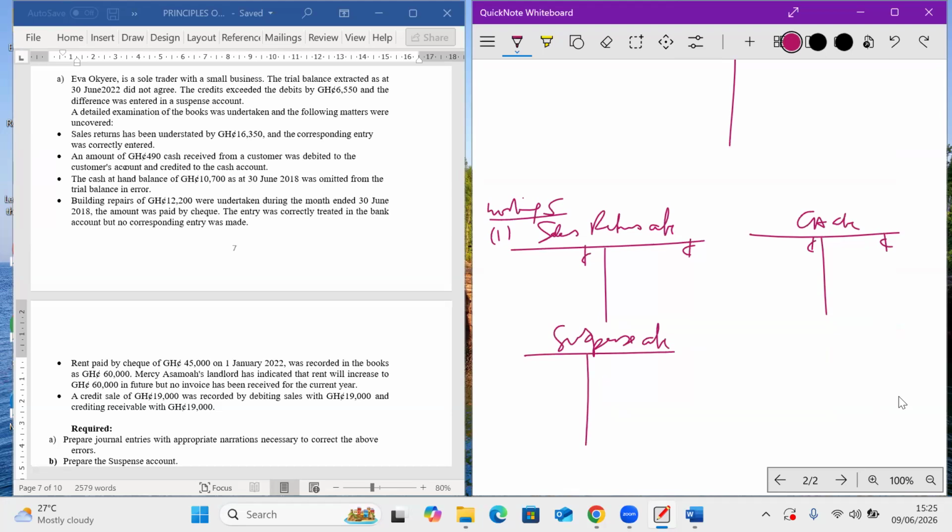We use suspense to correct it, meaning that this one is correct. If this is the error, sales return is the error account. This one is correct, we don't touch it. We want to deal with the error account. Okay, then the next one: so how do we correct it? Now let's just correct it. How do we correct the sales returns account?